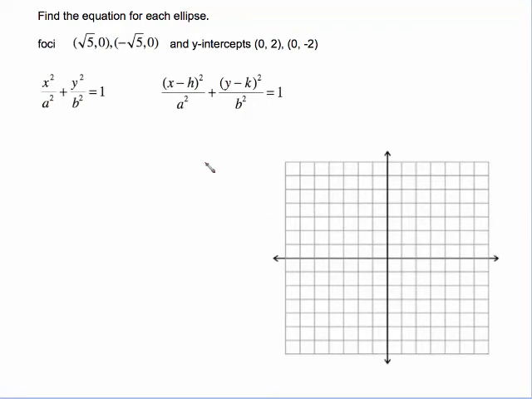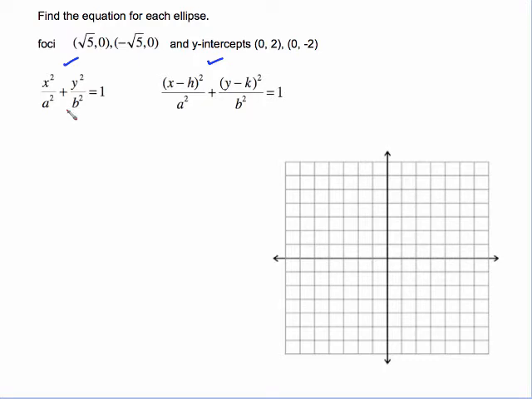This is Pre-Calc section 7.2, video number 3 on ellipses. Now we're going to work backwards. You're going to be given certain pieces of information and you have to come up with the equation for the ellipse. So that means we're going to need to plug into either this equation or this equation.